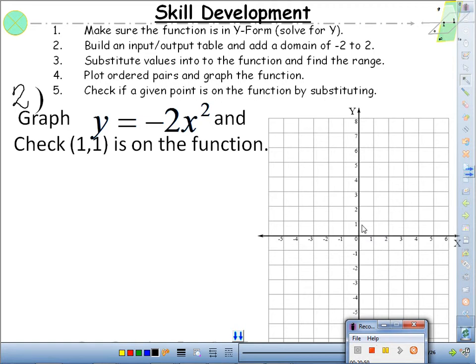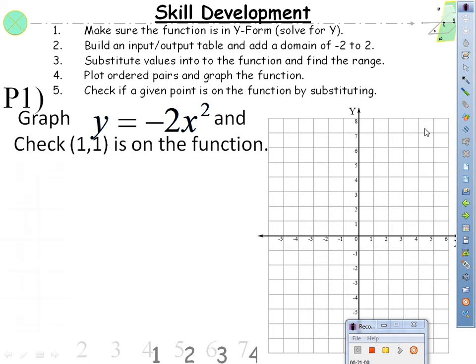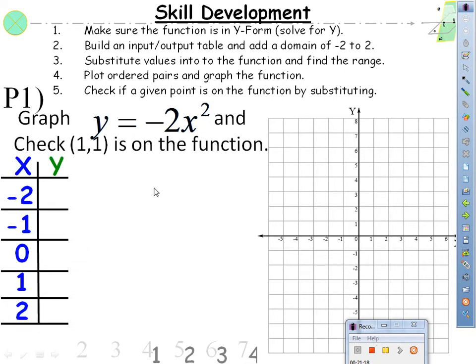So let's see, what is our first step? Solve for y, it's already solved. Step 2, input output table. So let's see, get your input output table, there it is. Negative 2, negative 1, 0, 1, and 2. And once again, you rewrite your function, and instead of x, you open a parentheses. Are we there so far?